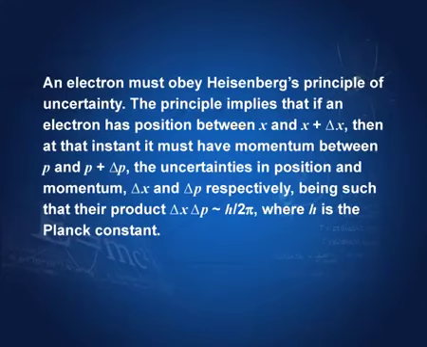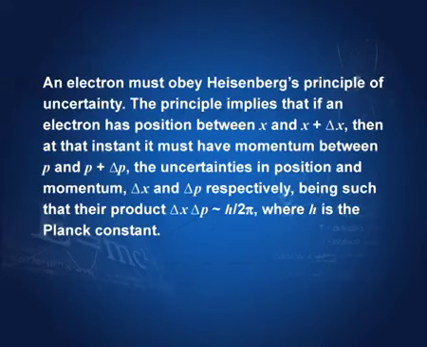An electron must obey Heisenberg's principle of uncertainty. This we have done earlier when we were doing atomic physics. The principle implies that if an electron has position between x and x plus dx, then at that instant it must have momentum between p and p plus dp. The uncertainties in the position and momentum, that is delta x and delta p respectively, their product is of the order of h by 2 pi, where h is Planck's constant. h by 2 pi is also sometimes written as h cross.